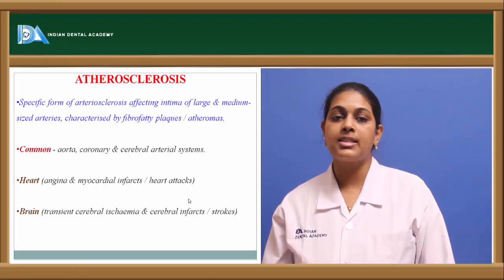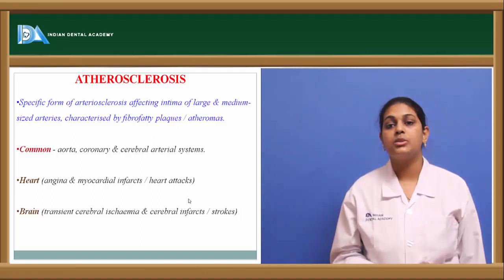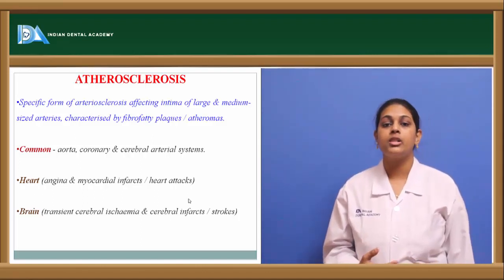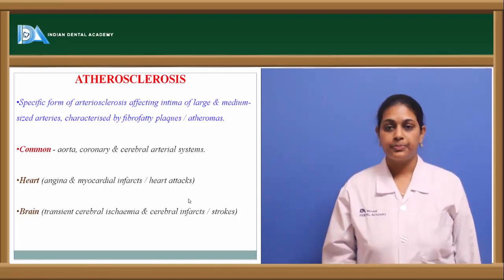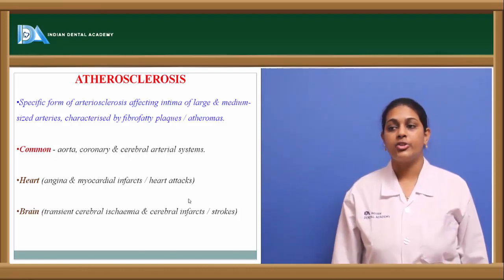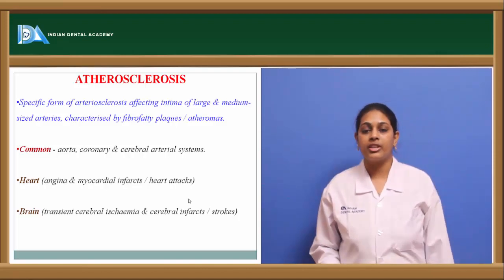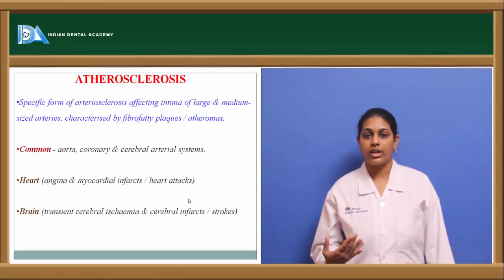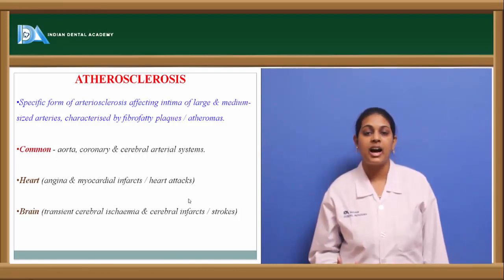So it is most commonly seen involving areas of the aorta as well as the arterial system, and amongst the arterial system it involves the coronary as well as the cerebral arterial systems. In the heart, it usually results in angina pectoris because of this plaque formation or atheromas, which create a block for the blood flow circulation. It might also result in myocardial infarctions, which are also known as heart attacks.